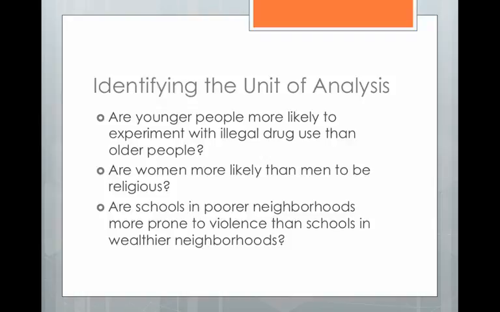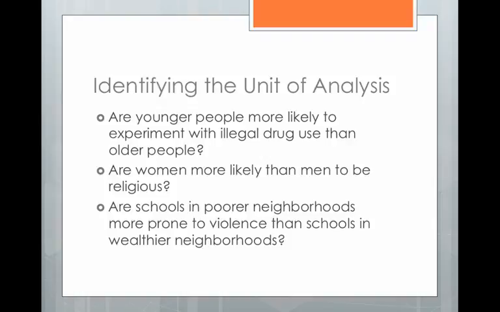In our second example here, we say, are women more likely than men to be religious? And what we're looking at is who or what are we comparing? So here, we're comparing women to men. So the unit is individual. We're looking at individual women and individual men. And we are looking at who is likely to be more religious. So the unit of analysis, again, is individual.